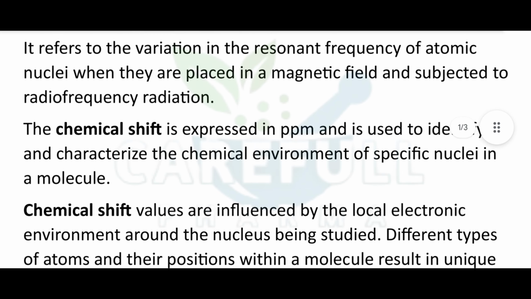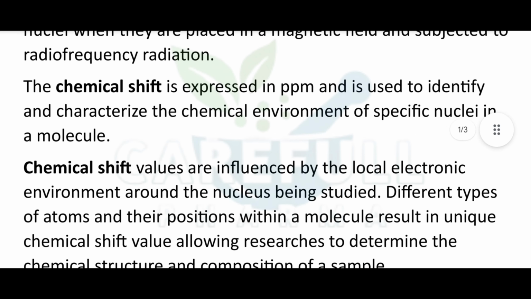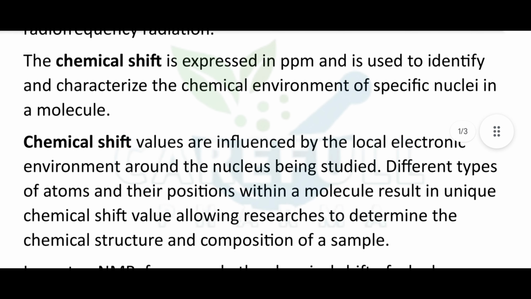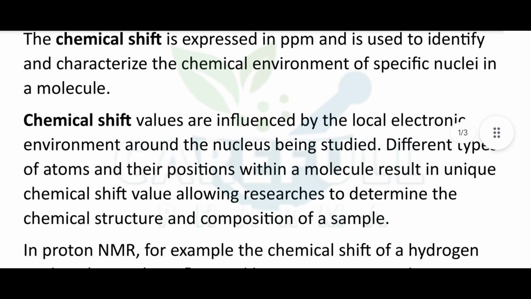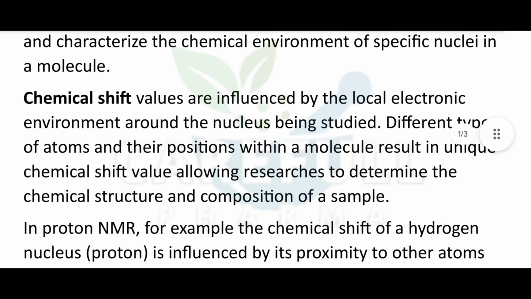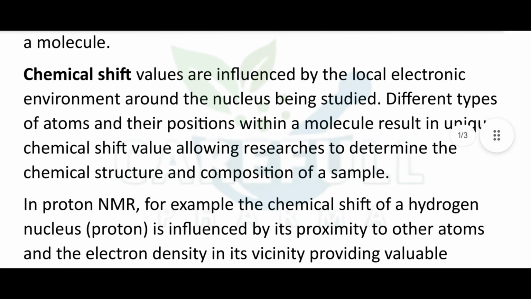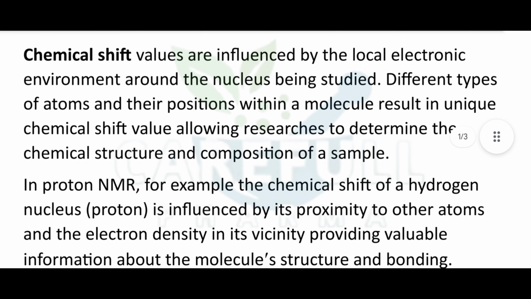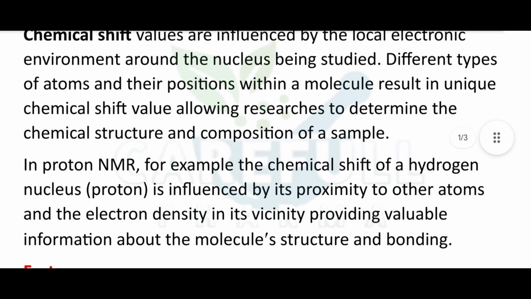in a molecule. Chemical shift values are influenced by the local electronic environment around the nucleus being studied. Different types of atoms and their positions within a molecule result in unique chemical shift values, allowing researchers to determine the chemical structure and composition of a sample. In proton NMR, for example, the chemical shift of a hydrogen nucleus, proton, is influenced by its proximity to other atoms and the electron density in its vicinity, providing valuable information about the molecule's structure and bonding.